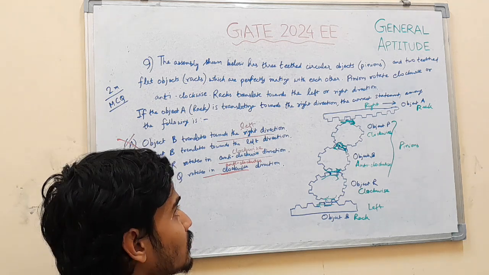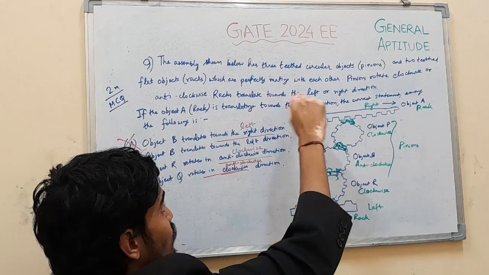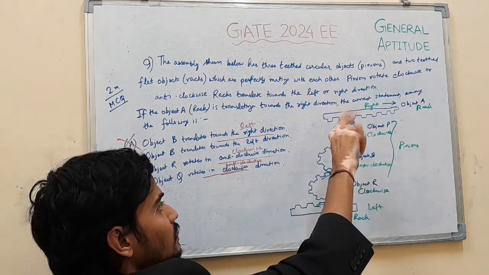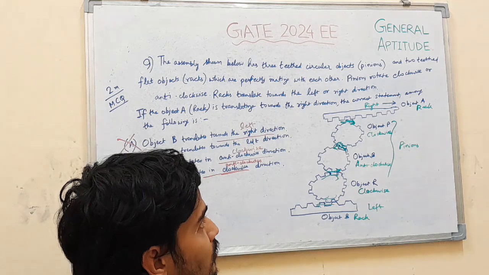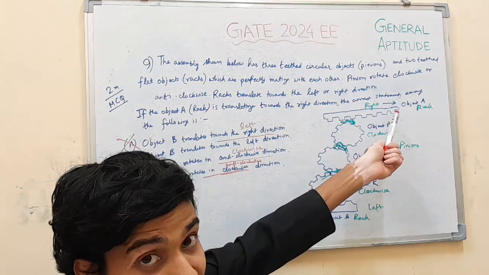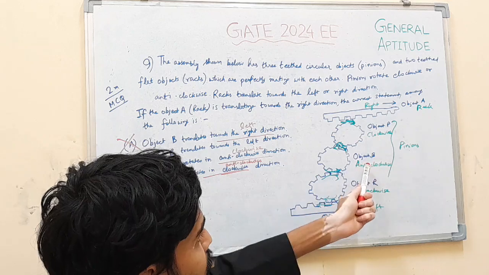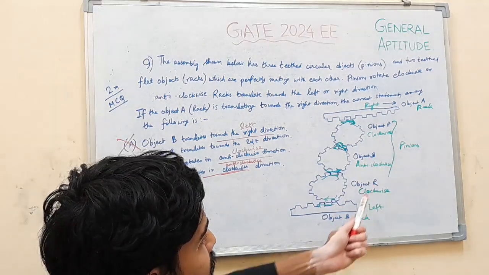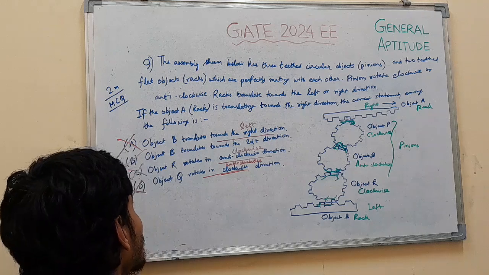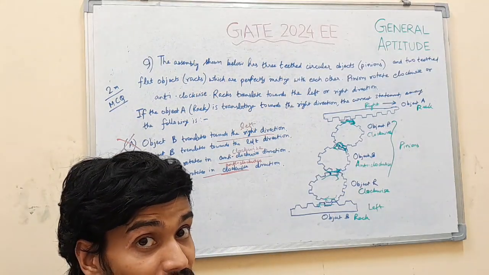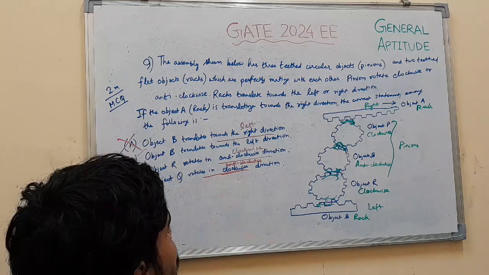Now, if the translation direction of object A is reversed in the question, then all the directions will reverse. This will become anti-clockwise, this will become clockwise, this will become anti-clockwise, this will become right. Given the directions as clockwise for object P, anti-clockwise for object Q, clockwise for object R, and left translation for object B, the correct answer for this question is the statement in option B. Object B translates towards the left direction.